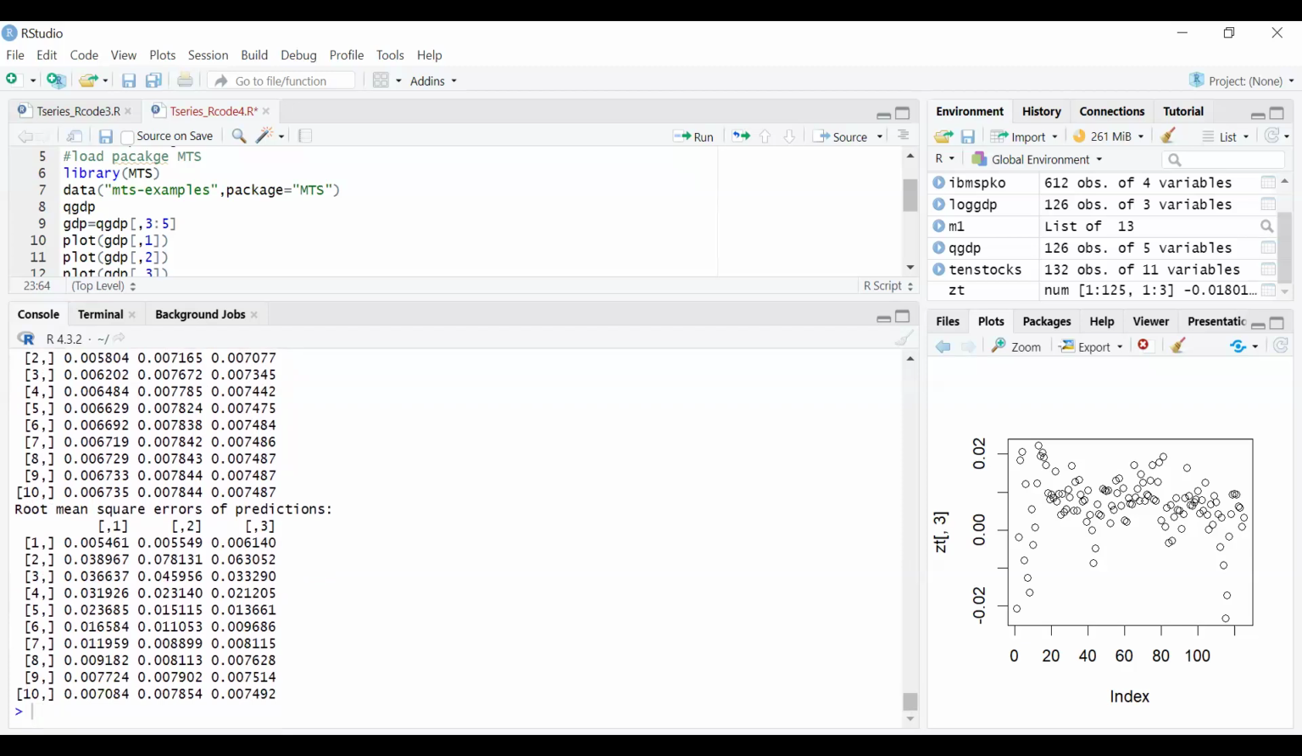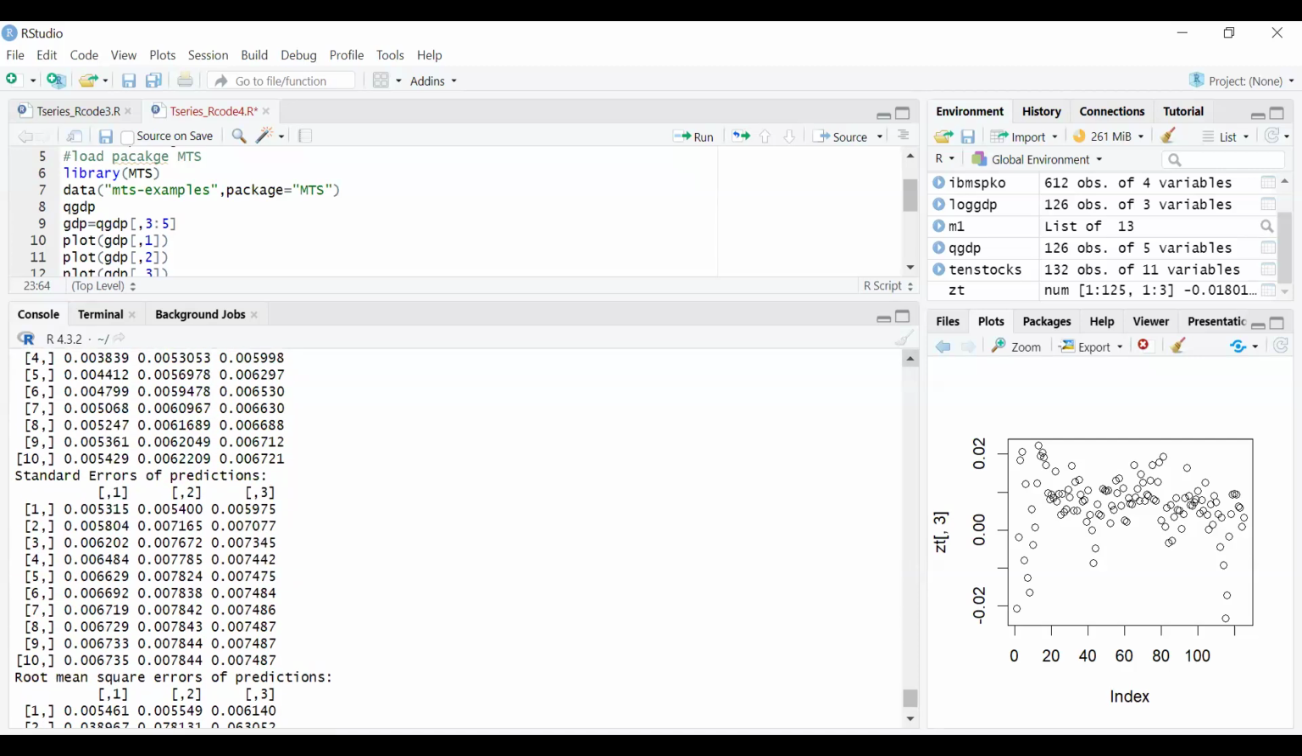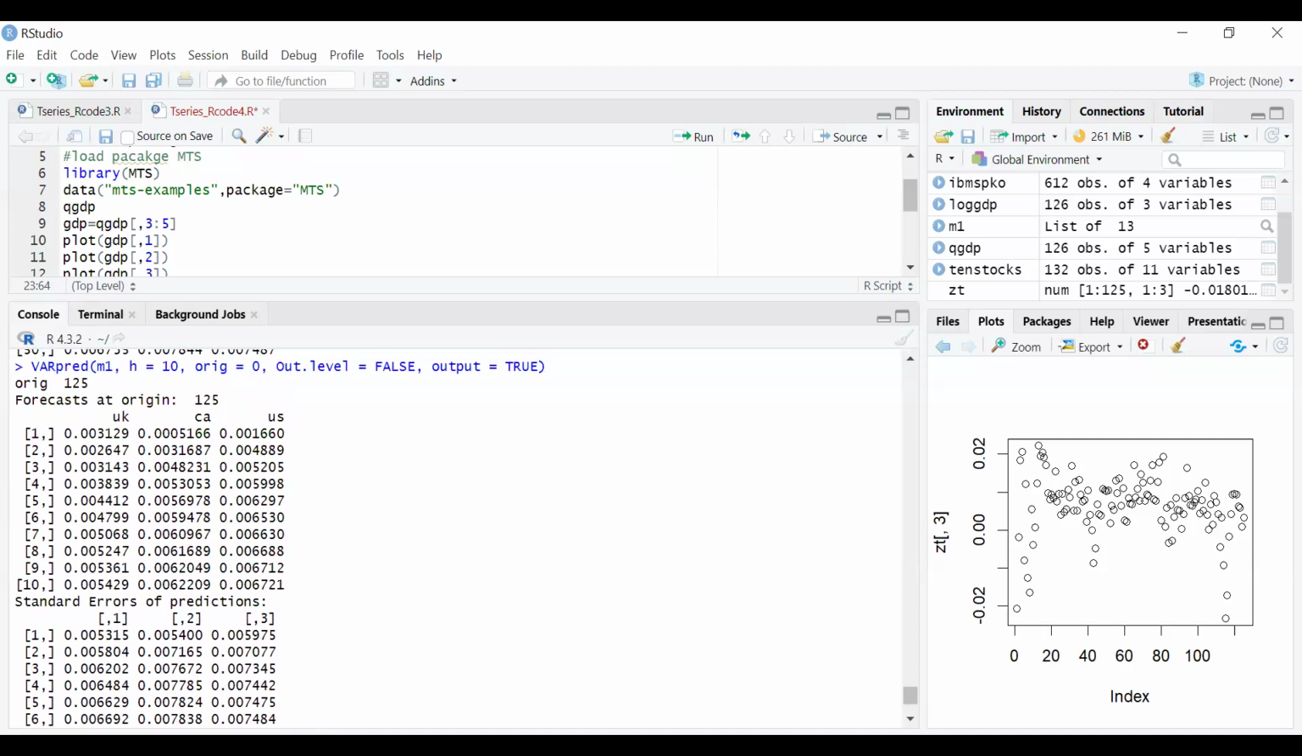Actually, root mean square error of prediction is more appropriate to assess the quality of the prediction. So from there, you will be able to judge whether the predicted values are reliable or not. So that way, you simultaneously predicted 3 different time series together using a VAR2 model. So that is the idea that I was supposed to discuss using this R package.